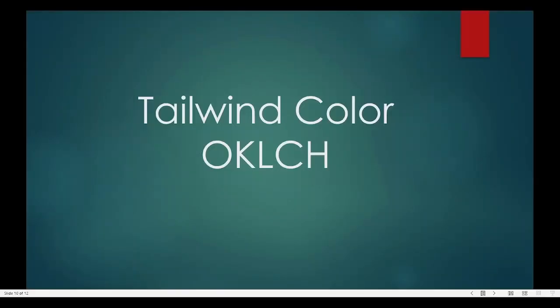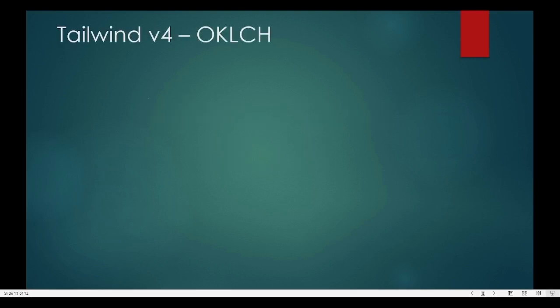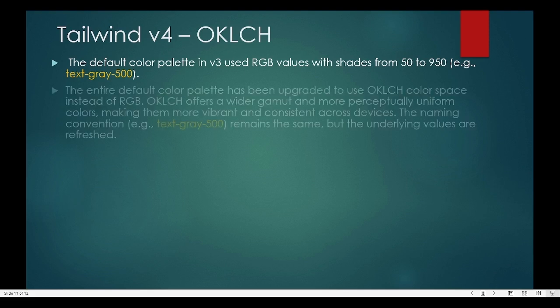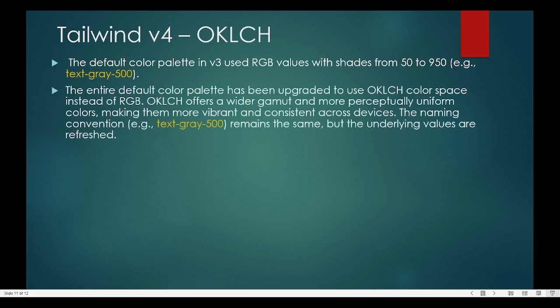Hello and welcome back. Let's talk about what has changed in how Tailwind version 4 handles color using OKLCH. The default color palette in version 3 uses RGB values with shades from 50 to 950. The entire default color palette has been upgraded to use OKLCH color space instead of RGB. OKLCH offers a wide gamut and more perceptually uniform colors, making them more vibrant and consistent across devices.